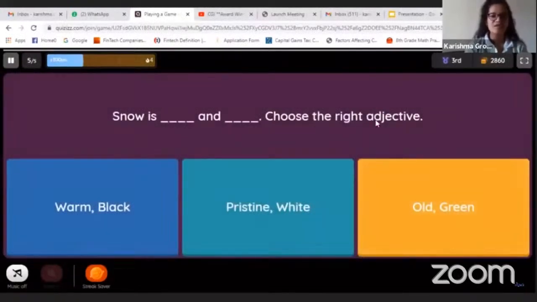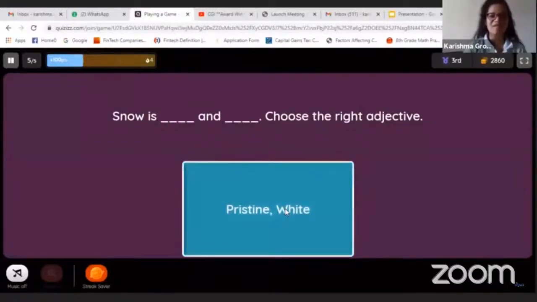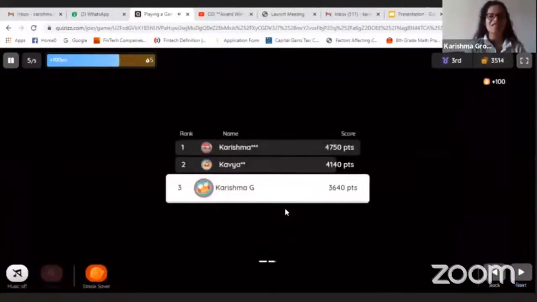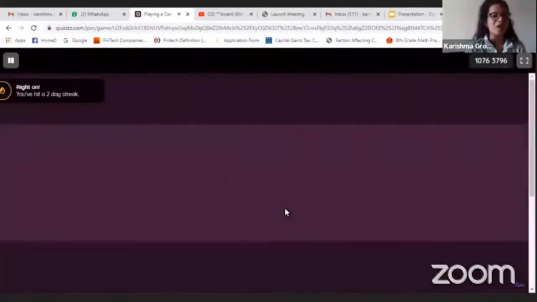Snow is dash and dash. Choose the right adjective. Warm and black. Is the snow black and warm? No. Pristine and white? Okay. Old and green? No. So what do you mean by pristine? It's definitely white. Pristine means it's in its pure original form. Okay. So your answer is pristine and white. Good job, everybody. Very good.